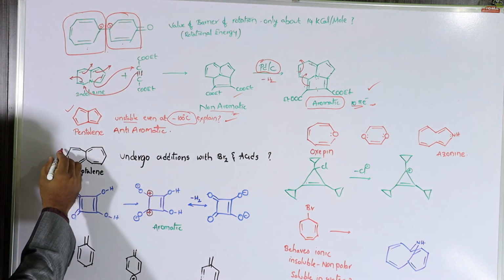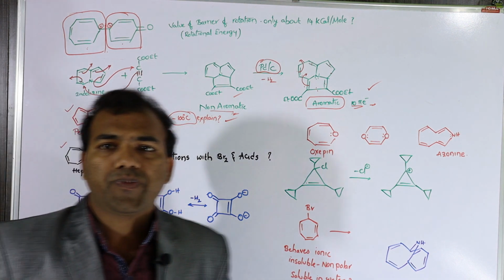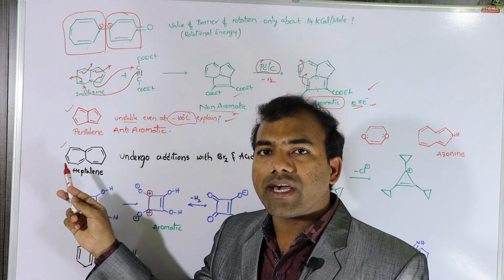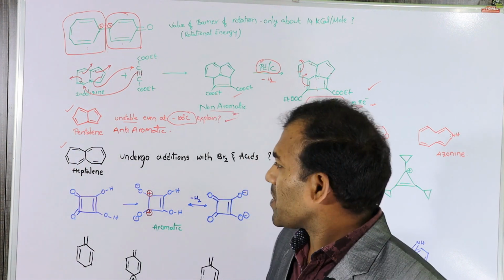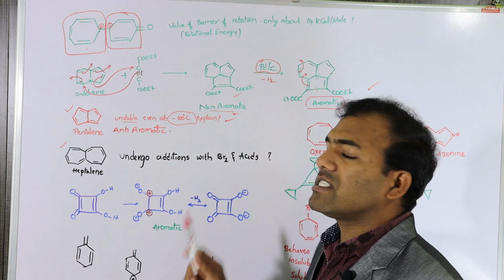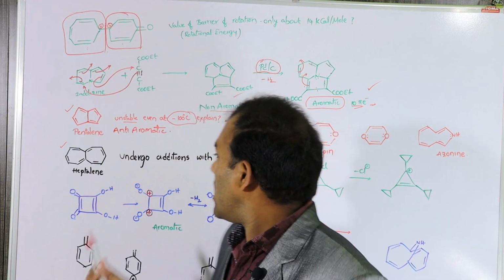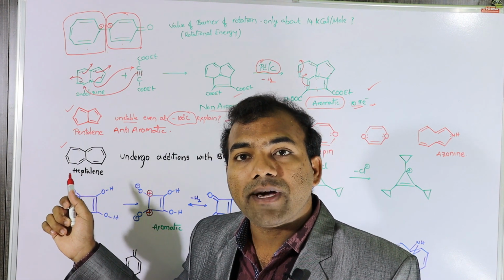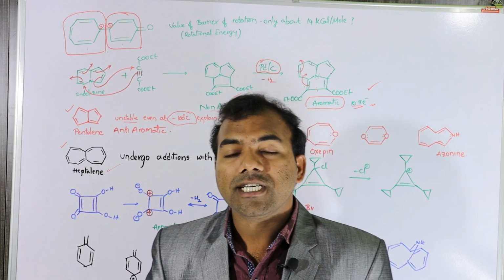Next, take this example, heptalene. Why is this compound called heptalene? See that there are two 7-membered rings, so we can call it heptalene. What is the question? Heptalene undergoes addition with bromine and acids. Why is it undergoing additions with bromine and acids? If you see the structure of heptalene, how many pi bonds are there? 1, 2, 3, 4, 5, 6. There are 6 pi bonds.